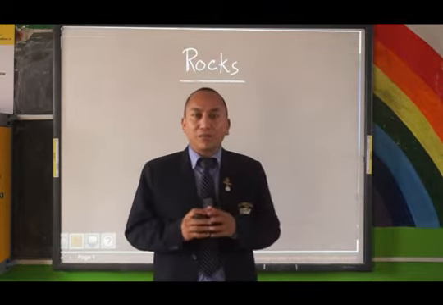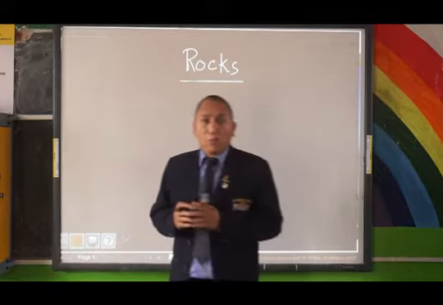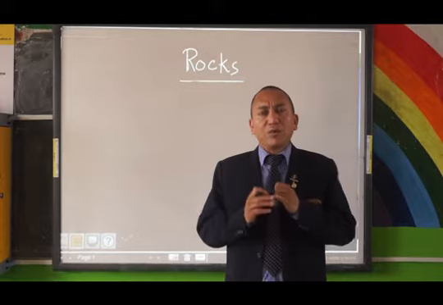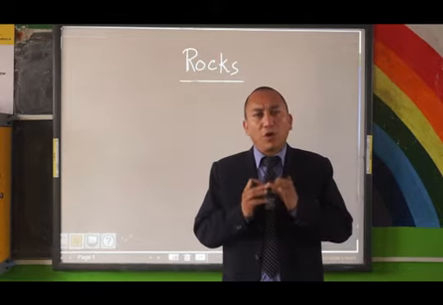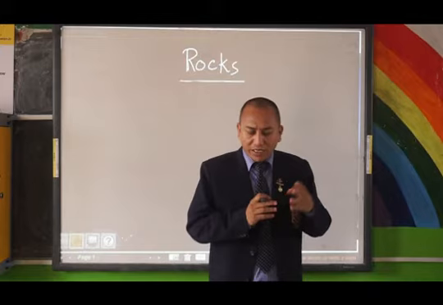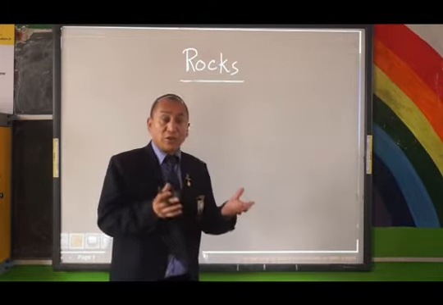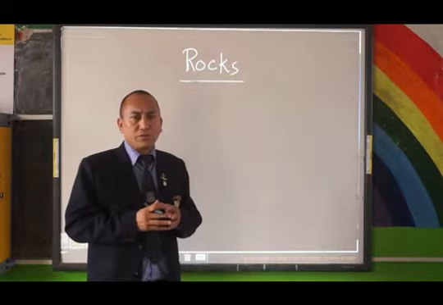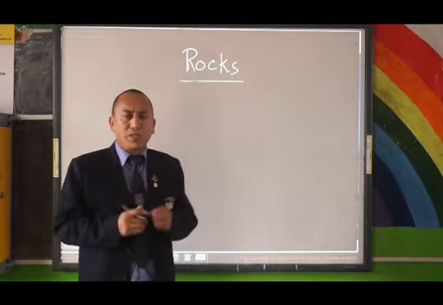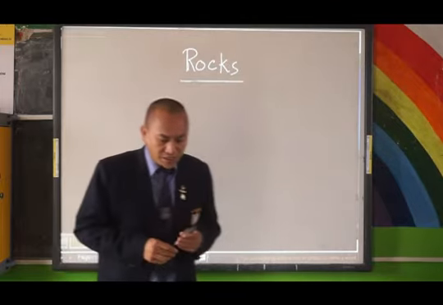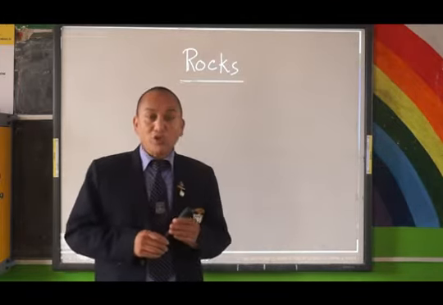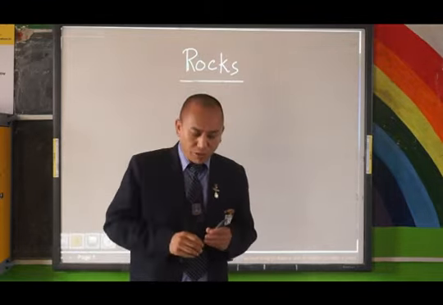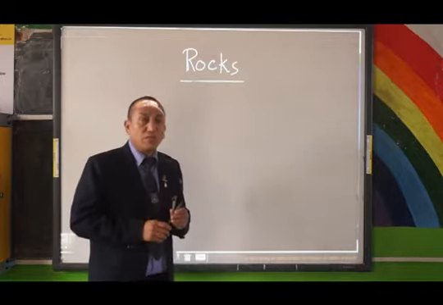Now, minerals can be metallic or non-metallic. Metallic minerals are, for instance, lead, copper, zinc, gold, iron, etc. And then we have non-metallic minerals, for instance, gypsum, quartzite and mica. These are the non-metallic minerals. So please keep that in mind.